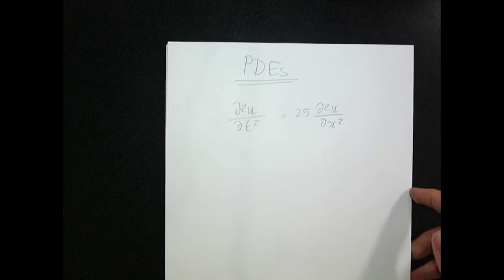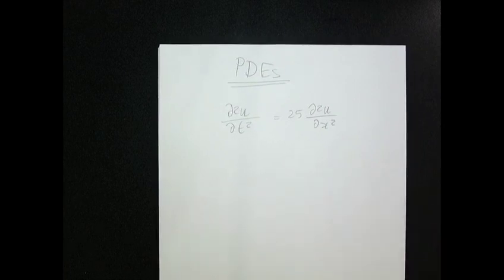Okay, so I've got d squared u on dt squared is 25 d squared u on dx squared. Sometimes it's thetas and sometimes it's x and y and t. It doesn't really matter what the letters are.